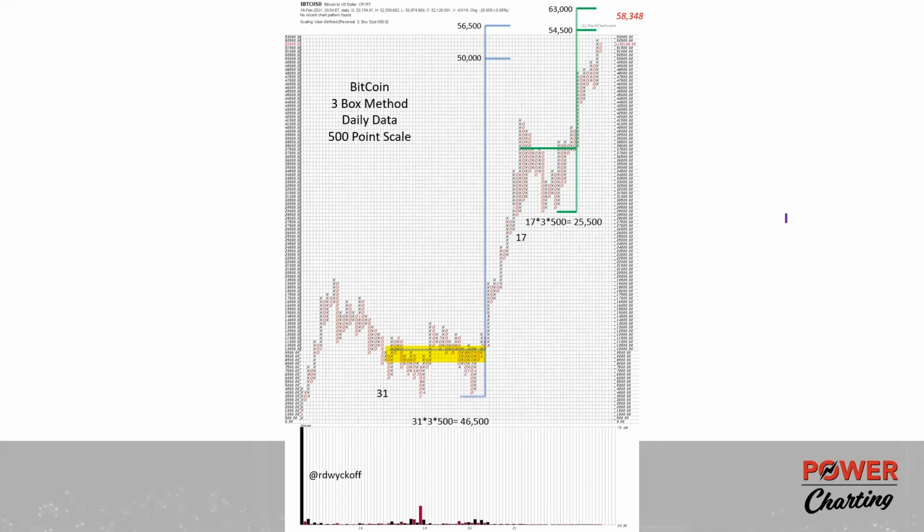So I'm going to close with this. This is Bitcoin point and figure. I showed you this chart last week. And here's the base, big, beautiful base, counted from a count line, a low of 3,500 up to 10,000. The count line's at 10,000, counts to 50,000 to 56,500. And we have gone up to 58,348. That's the highest I've seen it with the data I have available to me.